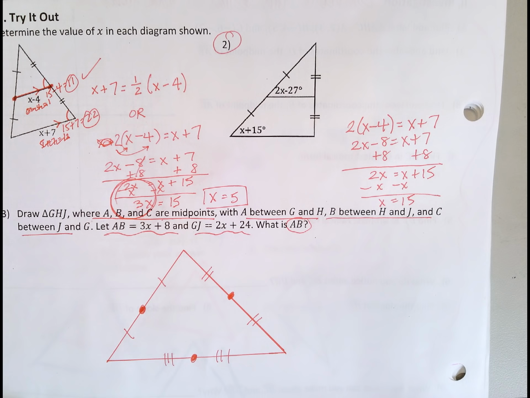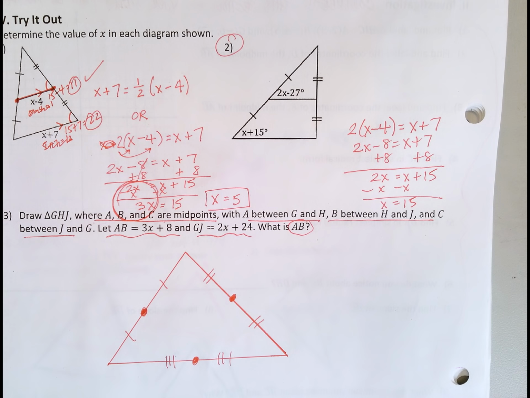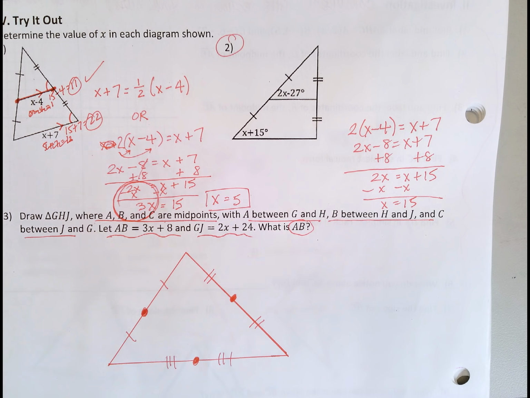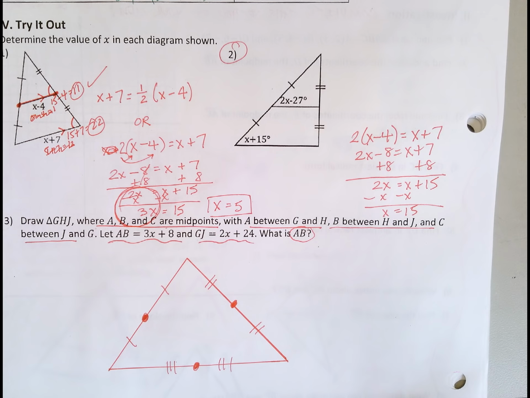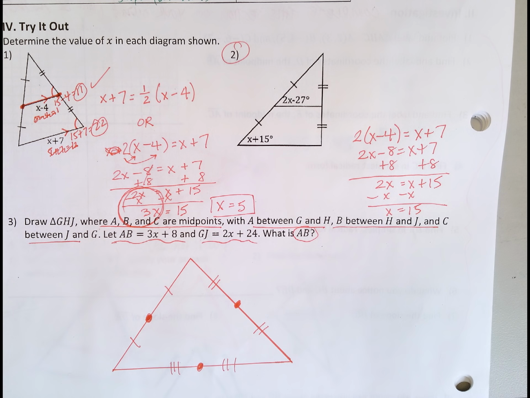So it states, draw triangle GHJ where A, B, and C are midpoints. So I already started off the drawing. Okay, I didn't label anything. All I did was I just put some midpoints on a triangle and I put some tick marks. You should do the same thing. With A between G and H, B between H and J, and C between J and G.